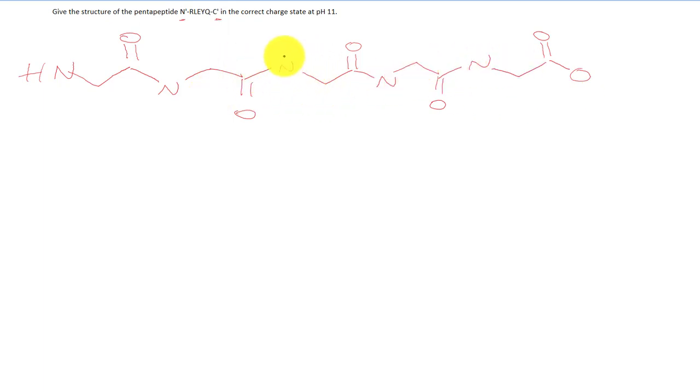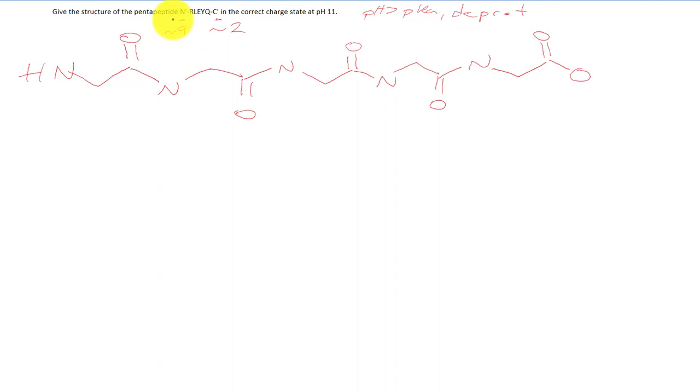I like to avoid putting on hydrogens on the nitrogens until the end because there's at least one amino acid that will disrupt that. We don't want to put them on too early. At pH 11, do you remember your pKa's? For the N, our pKa is around 9. And for the C, it's around 2. So at pH 11, we are above both of those two pKa's. If our pH is above our pKa, we're deprotonated.